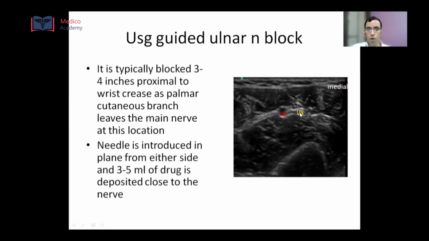It is typically blocked 3 to 4 inches proximal to the wrist crease, as the palmar cutaneous branch, as we have discussed, leaves the main nerve at this location. The needle is introduced in plane from either direction and 3 to 5 ml of drug is deposited close to the nerve.